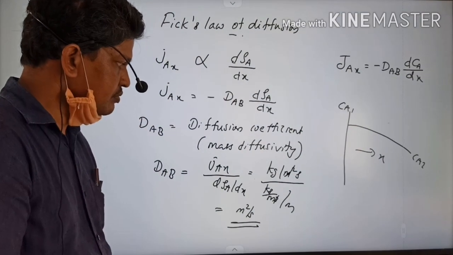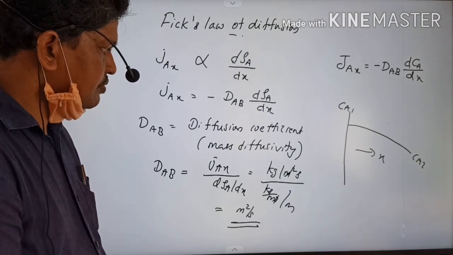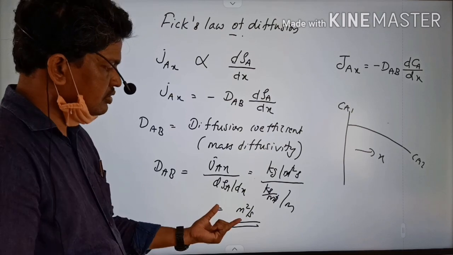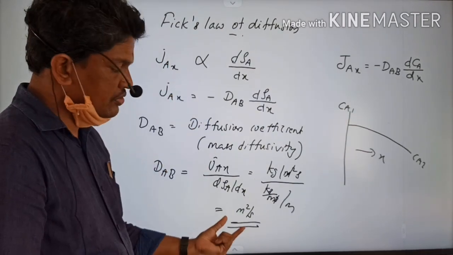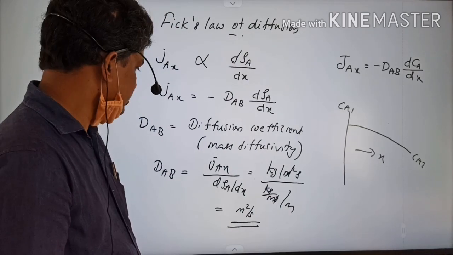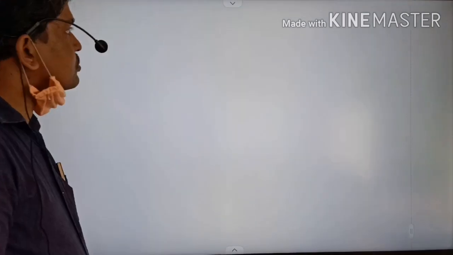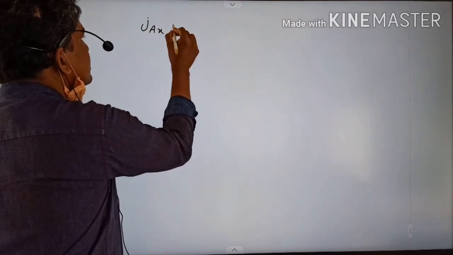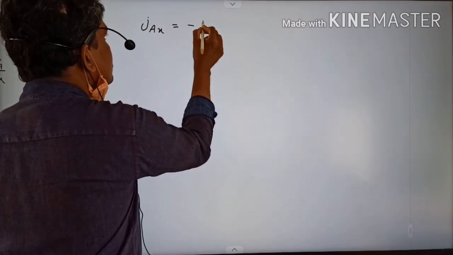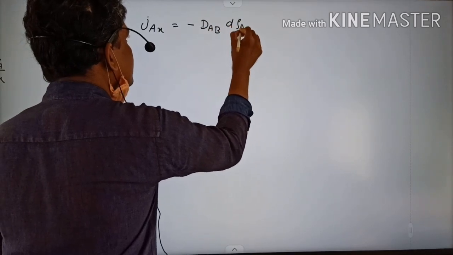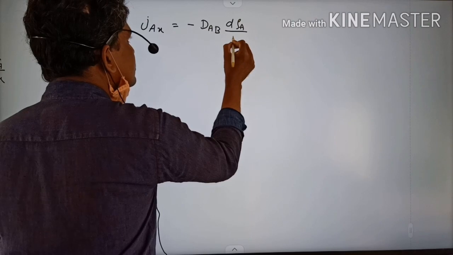This is the same unit as that of thermal diffusivity. For alpha and mu, the unit is the same, meter square per second, diffusivity. So now we have Jx is equal to minus DAB into d rho A by dx.